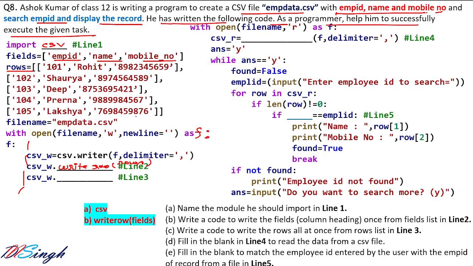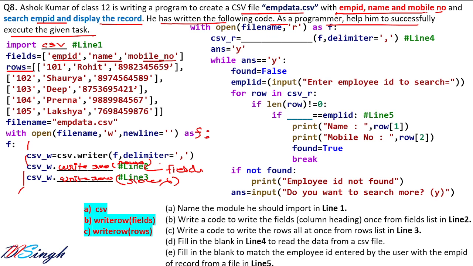CSV, and next one is what? Fields should be written, because these are acting as the header inside the CSV file, and these are the records in it. After that, rather than rows, what I should write here is fields. Okay, FIELDS. Next, I will write writerow, and here I should write writerows, and inside it I will pass the rows variable. So these two are okay.